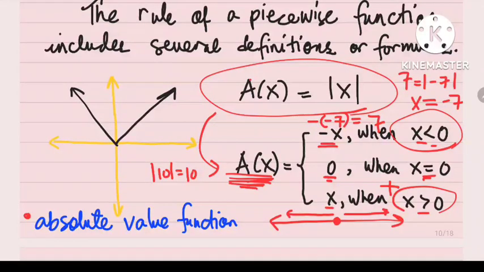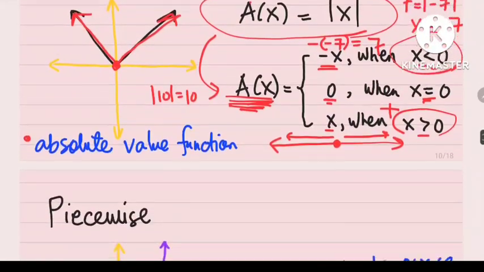So what do we mean by a piecewise function? It's like your graph is divided into pieces. So this is one piece, this is another piece, this is another. 3 pieces in all.